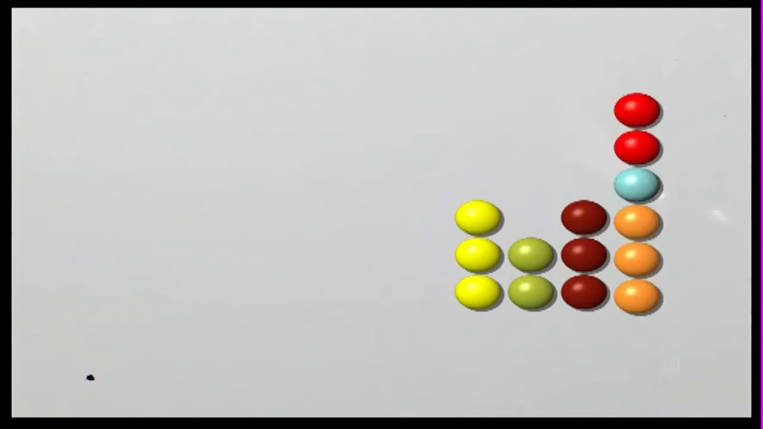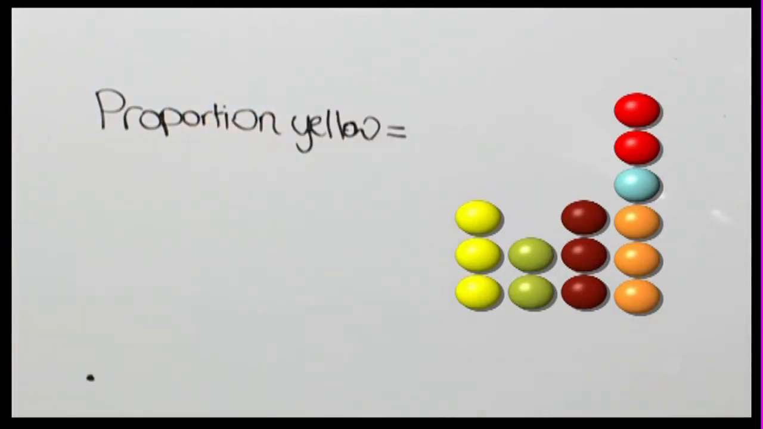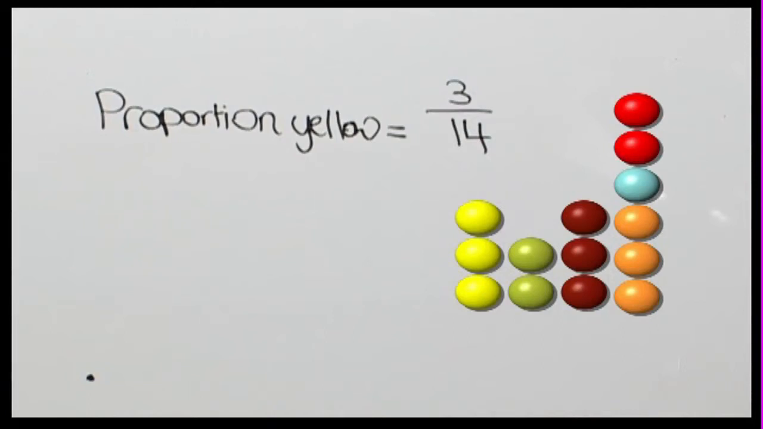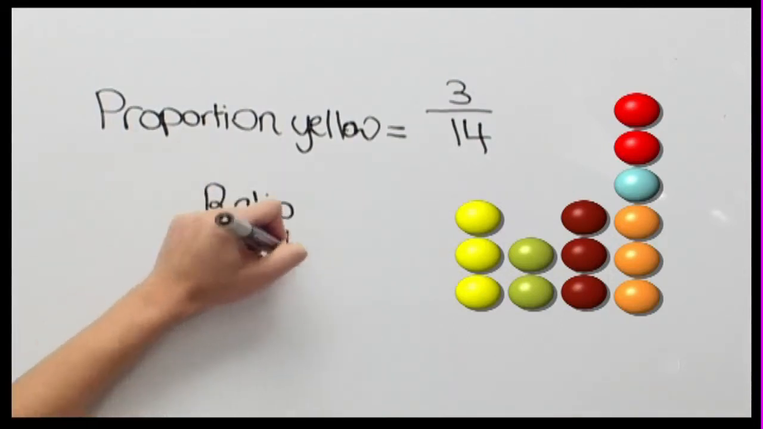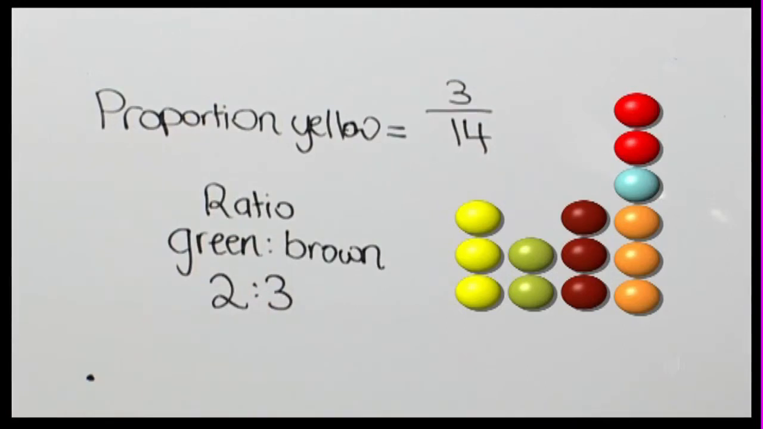There are 3 yellow sweets, 2 green ones, and 3 brown ones. In total, there are 14. So the proportion of yellow sweets in the total is 3/14. And the ratio of green to brown is 2 to 3. Next time we'll look at finding simplest form and comparing ratios.